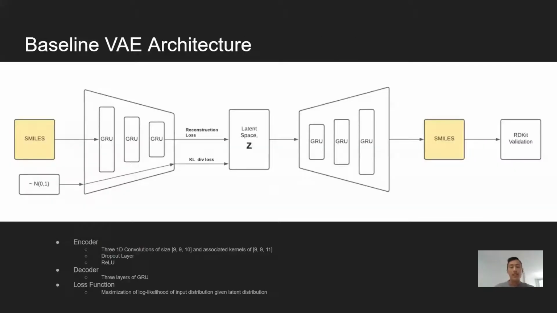As for the baseline VAE architecture, which you can see in the diagram above, it's comprised of an encoder, which then creates a latent space, and then the decoder uses this latent space to recreate SMILES. From this, the SMILES generated from the decoder, we then compared to RDKit to see if they were valid or not. The loss function is based on the maximization of log likelihood of an input distribution given a latent distribution.